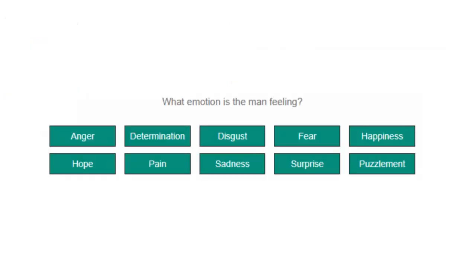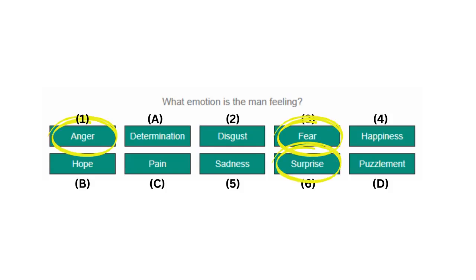Looking deeper at the game, there are 10 emotions, 6 basic ones: anger, disgust, fear, happiness, sadness, and surprise, and 4 secondary ones: determination, hope, pain, and puzzlement. In this game, only 3 basic emotions are shown: anger, fear, and surprise. So you can ignore disgust, happiness, and sadness straight off the bat.